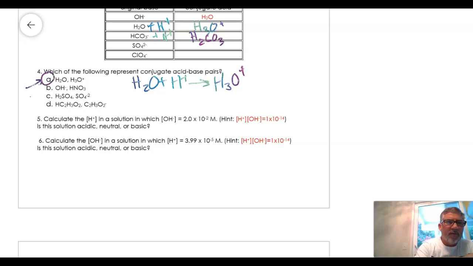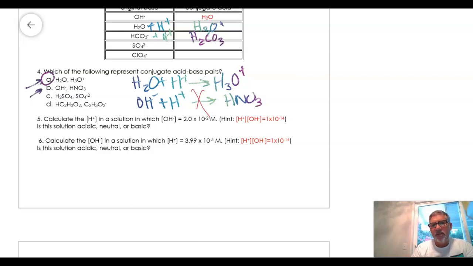The second one, for B, if I took OH minus plus H positive, there is no way I could get HNO3. So that is not a conjugate acid-base pair, so I would not circle that. All right, so that's how you do that.